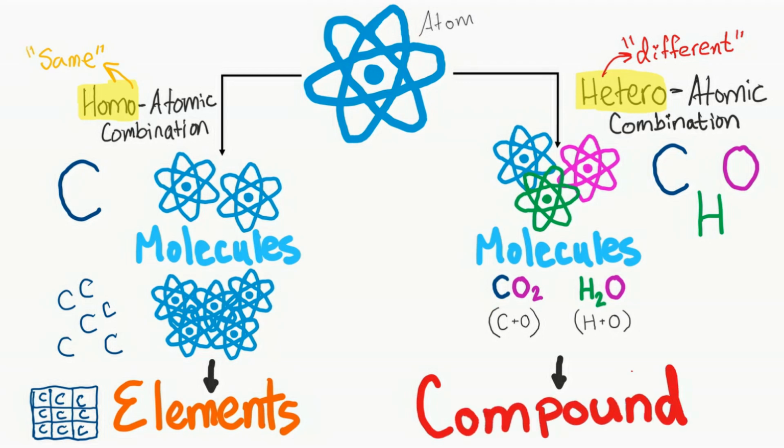And compounds can be broken down into elements, right? Because they're made up of different things. An element is when you have all of the same kind of atom interacting.